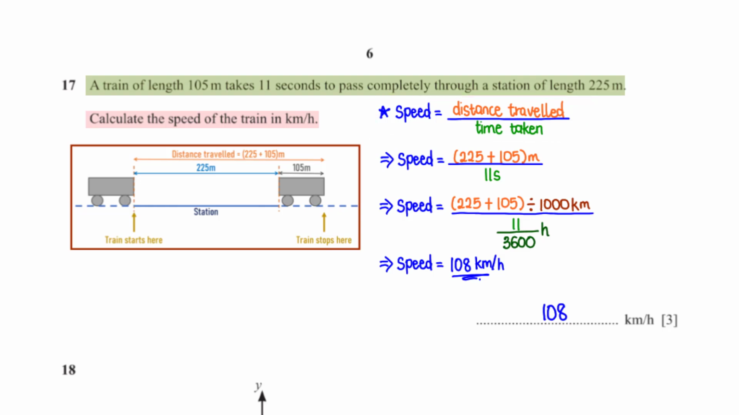From the illustration, we have shown that if we pick the front of the train as the reference point, then we see that for the train to completely pass through the station, the total distance it's traveled is 225 plus 105 meters. We've been given the time duration as 11 seconds. To convert meters to kilometers, we divide by 1000, and to convert from seconds to hours, we divide by 3600. When we type this into the calculator, we get 108 kilometers per hour.